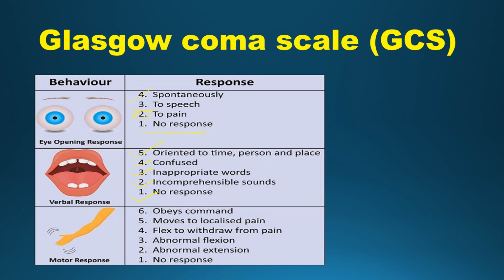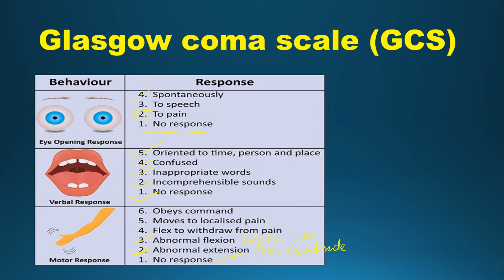Next is motor response. Motor response has 6 points. If the person is not responding to stimuli, then we will give 1. And if the person abnormally extends his body, then we will give 2. It is also known as decerebrate posture. Next, if the patient is abnormally flexing his body, then we will give 3 points. It is also called decorticate posture.